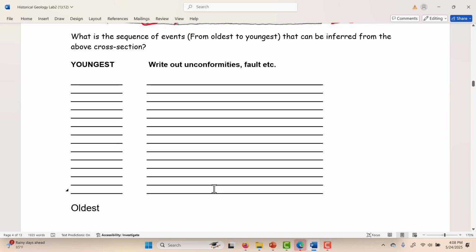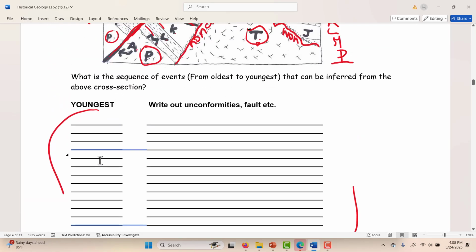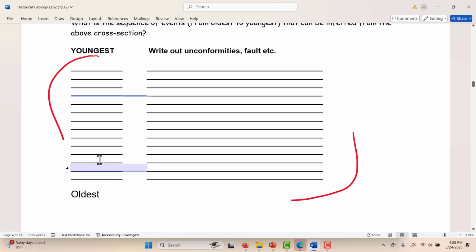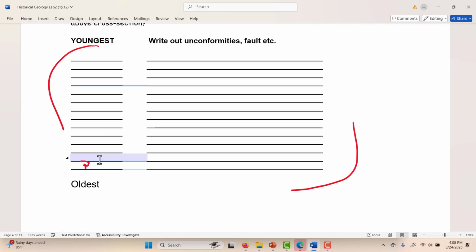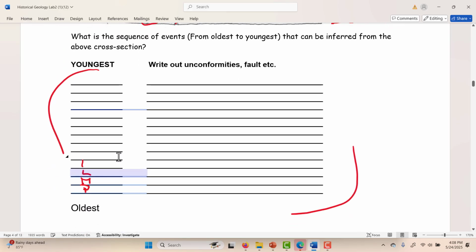You have this area here, and you just have to write all these letters down to here. So you go from oldest to youngest, and remember the oldest is PML, so you will say PML, K. This is how you have to do A, and you have to say A is a fault.